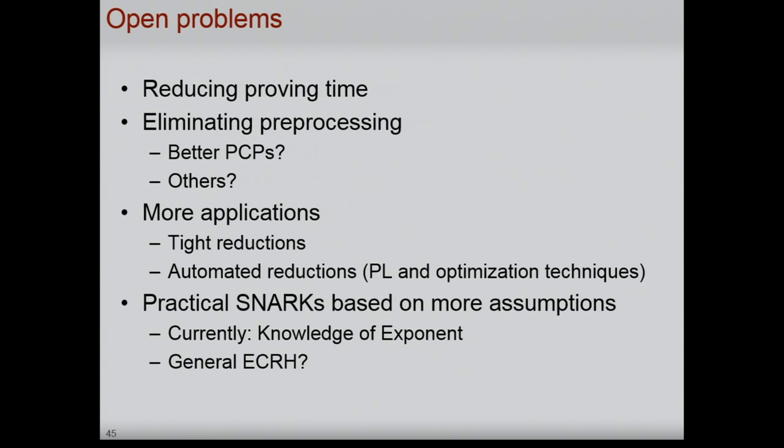We're looking for more applications, in particular ones where we have very tight reductions, creating small NP statements that can be nicely expressed in the underlying language of the SNARK. And there's fascinating PL work that's begun doing this in an automated way. Many interesting challenges there from the PL and optimization perspectives. And on the theory side, can we base things on more assumptions? We know that the general PCP-based SNARKs can be done on general ECRHs, and knowledge of exponent gives us just one family. What about the others?